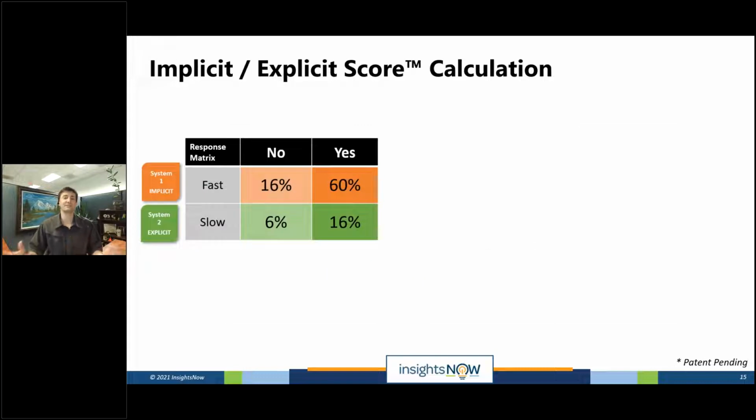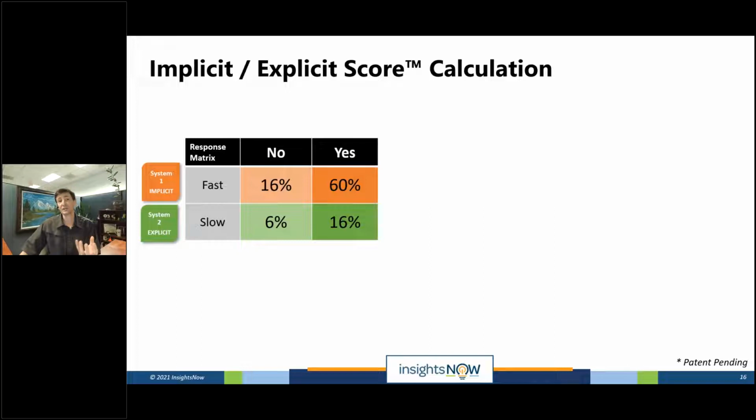Now, what does that give us? It gives us a set of distributions. It gives us a fast no score, a fast yes score, a slow no score, and a slow yes score based on how quickly people answered and then what direction, whether they clicked yes or no. That information and that distribution tells us what percent of the population has a different type of response. So in this case, for instance, 60% of the people had a fast implicit response. Okay, so it tells you what percentage of the population will react in each way.